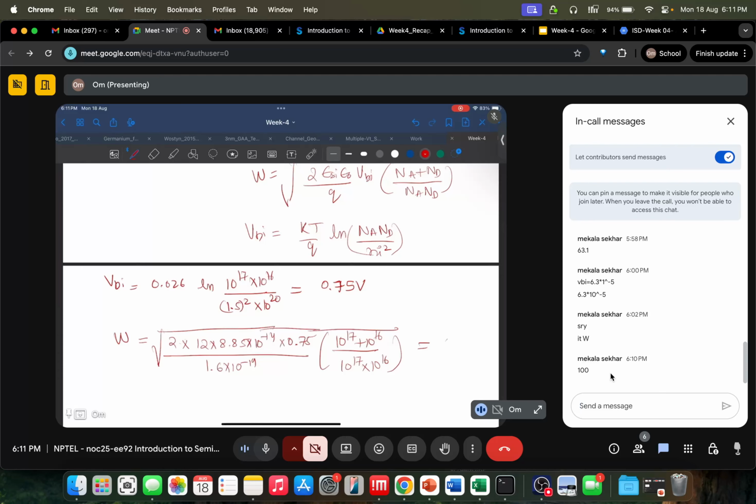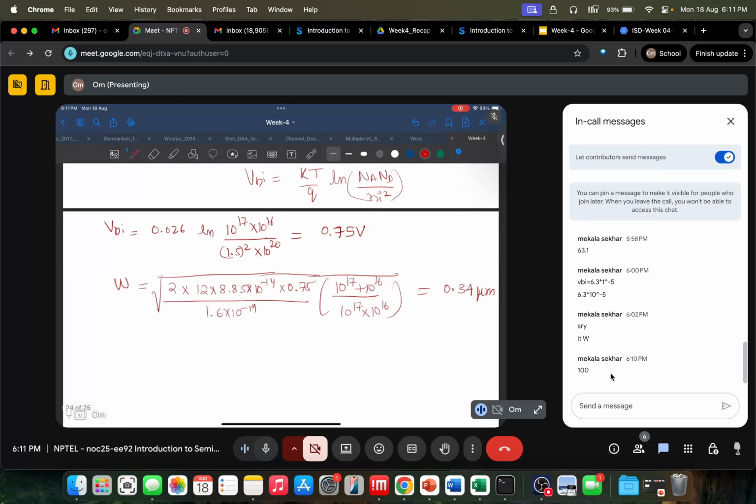This comes out to be around 0.34 micrometer. Now, depletion width on the P side will be ND upon NA plus ND into W. It will be 10 to the power 16 into 0.34 upon 16 plus 10 to the power 17. This comes out to be around 0.031 micrometer.